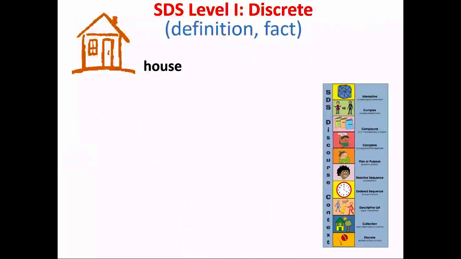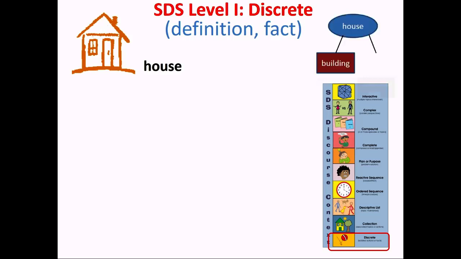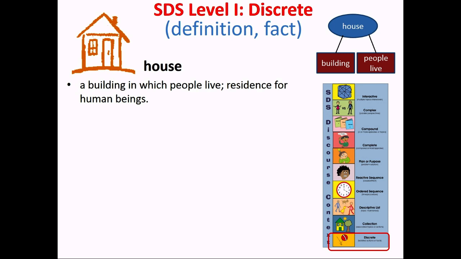At the lowest level, or that discrete level, the closest actual written thing that we have might be a definition or a fact. And so you have your written definition, and you can organize that into a simple Go chart. So in the written definition, it's a building in which people live, a residence for human beings. And so we basically give our topic, the house, it's a building, a place where people live. So we've visualized the definition as a single fact for a word such as house.